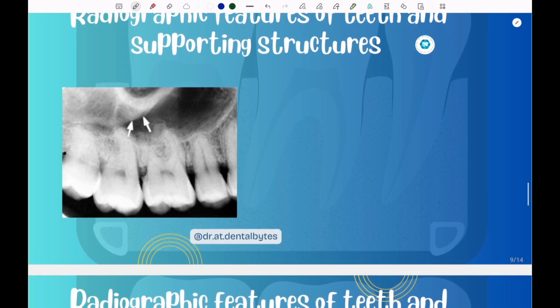This is again a maxillary molar IOPA. This structure is the zygomatic process of the maxilla, which protrudes laterally from the maxillary wall.